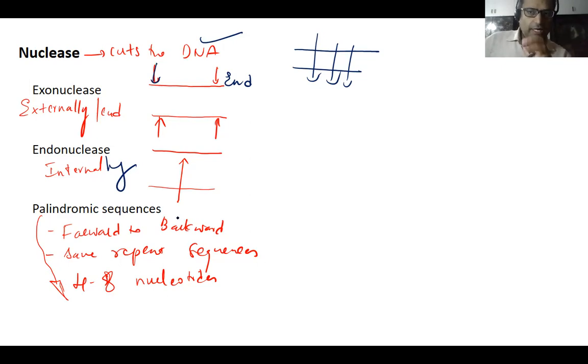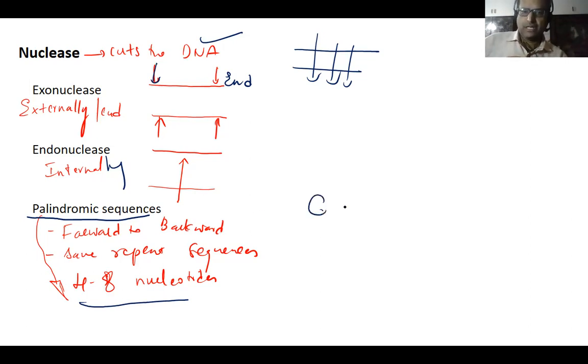Now another important thing we need to know for our subject is palindromic sequences. What are palindromic sequences? There are repeated sequences seen, and the sequence length will be 4 to 8 nucleotides. What is a repeated sequence? When we read in the forward direction and also read from the backward direction, the same sequence is seen. That is what is called a palindromic sequence.